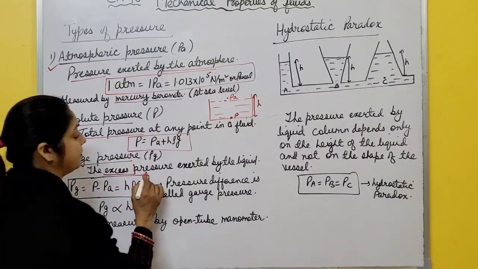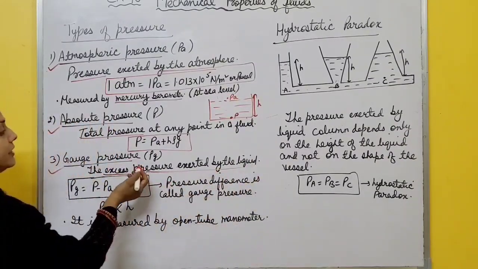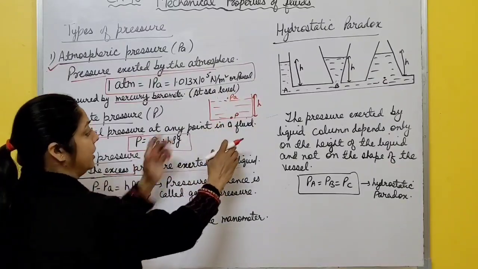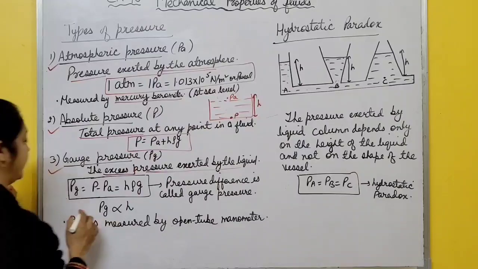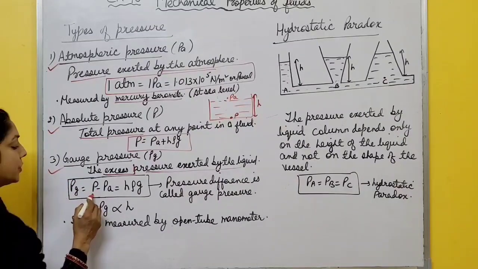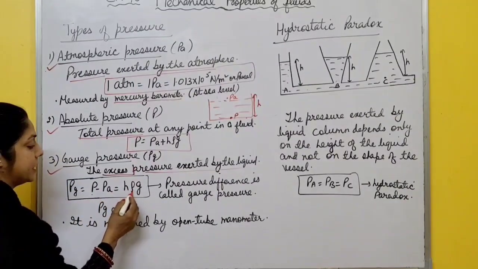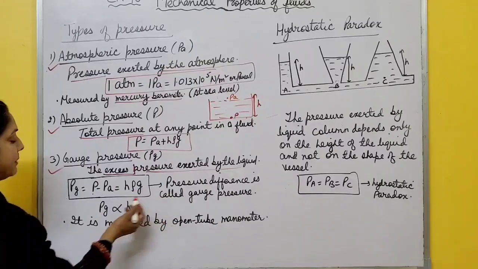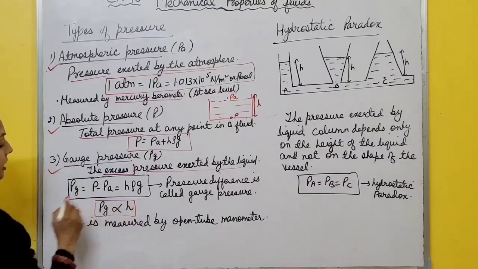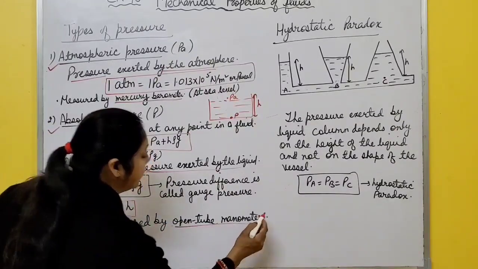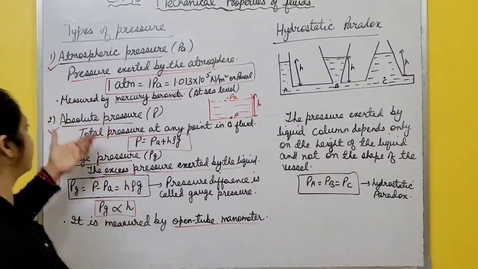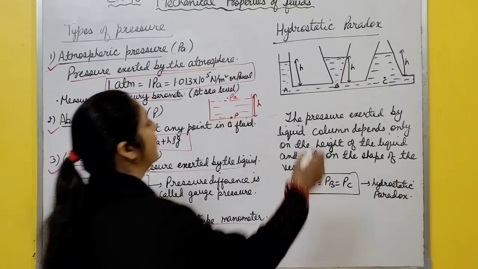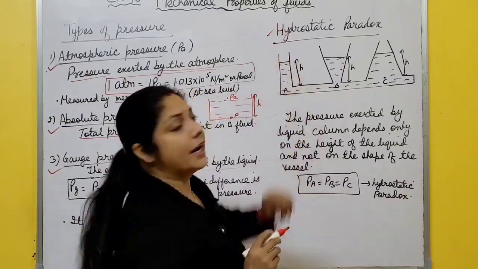Excess pressure exerted by the liquid, and it is given by what? Total pressure minus atmospheric pressure. So gauge pressure is total pressure minus atmospheric pressure, and it is given by h rho g. It is just the pressure difference, directly proportional to h, and it is measured by an instrument called an open tube manometer. It is also filled with mercury, right? So these are just small definitions, and then the next topic is hydrostatic paradox.